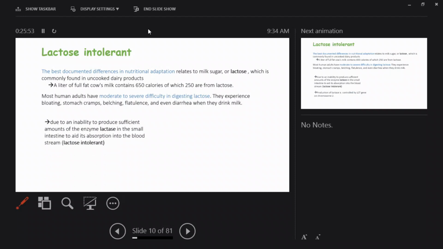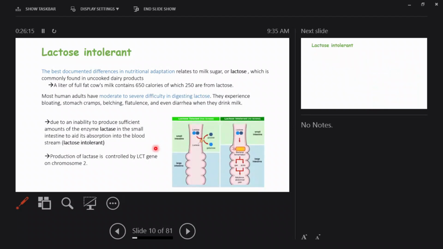Due to an inability to produce a sufficient amount of the enzyme called lactase, which is responsible for converting lactose in the small intestine to aid absorption into the bloodstream. Without this enzyme, the individual can have lactose intolerance. Production of lactase is controlled by the LCT gene on chromosome 2.